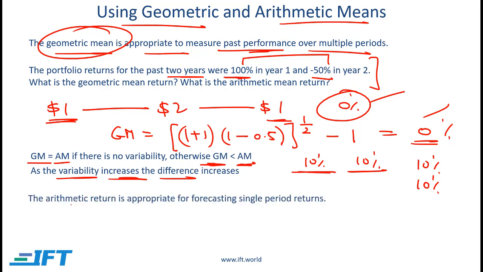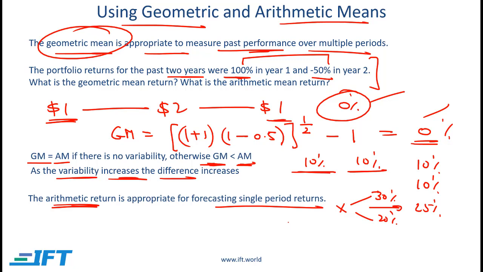So now the next question is, when do we use the arithmetic mean? The arithmetic mean is appropriate for forecasting single period returns. It's also appropriate when we are looking at cross-sectional data. So for example, if we have stock X and in the next period, the return could either be, let's say, 30% or 20%. So these are the two possible returns. There's a 50-50% chance of each. We can say that the expected return is 25%. So this is one scenario.